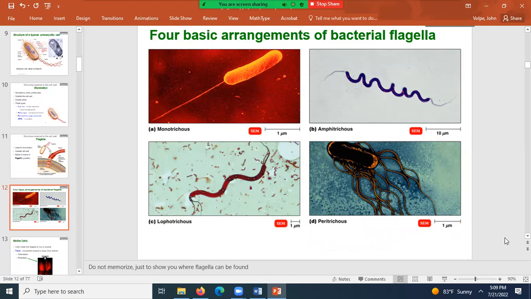You don't need to know the different types of bacterial flagella. They have different arrangements. You only needed to know it for answering the lab question. So I won't ever test you on, is this a peritrichous or a monotrichous bacteria? So don't memorize, I'm just showing it to you.